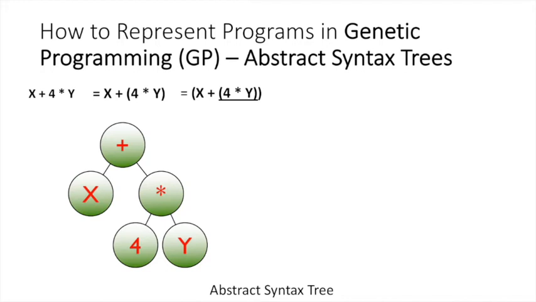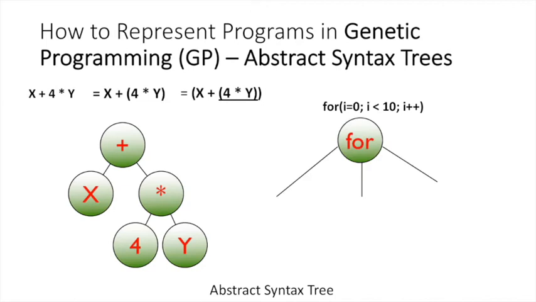Here's another example. For loops are quite common in programming languages. So we choose an example from Java programming language. This for loop begins by setting a variable I to be equal to 0. Then it sets a limit that the loop will execute as long as I is less than 10. And in each iteration, I will increment via a plus plus operator. So we can similarly create an abstract syntax tree for this for loop.